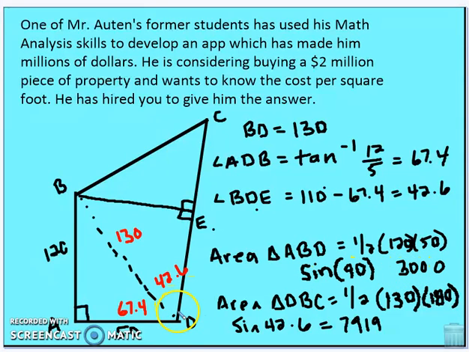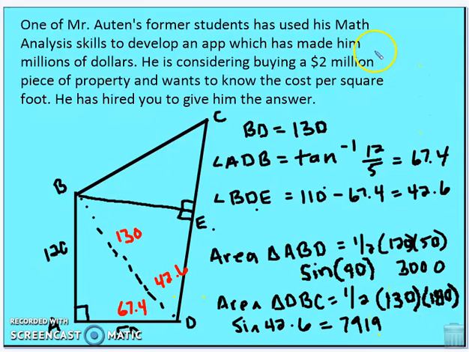Now let's find the area of DBC, or this larger triangle. That's going to be 1/2 of 130, so this length side, times 180 times the sine of 42.6, which we derived by subtracting 67.4 from 110, and you end up with 7,919.